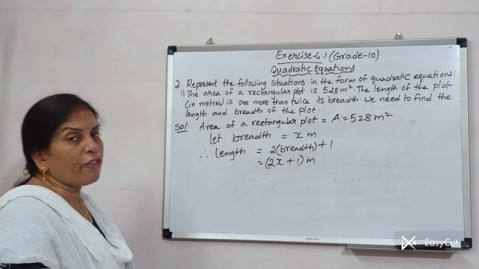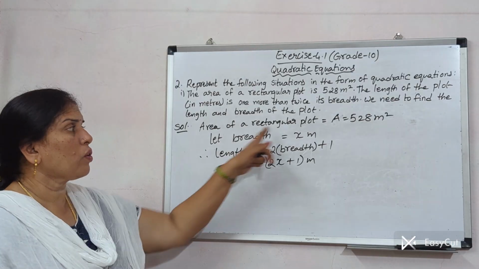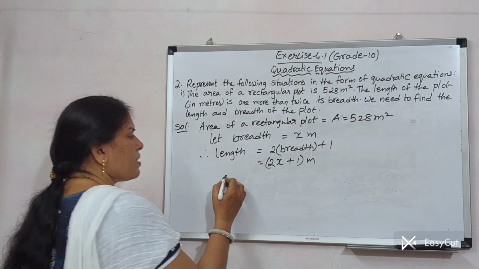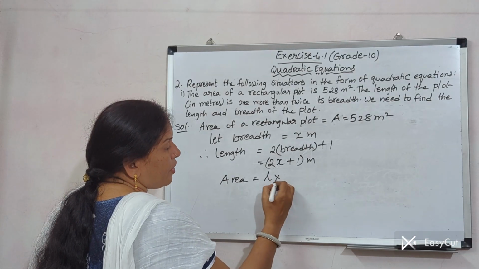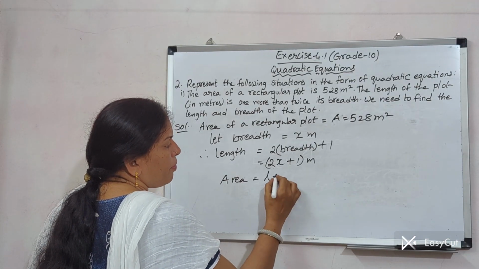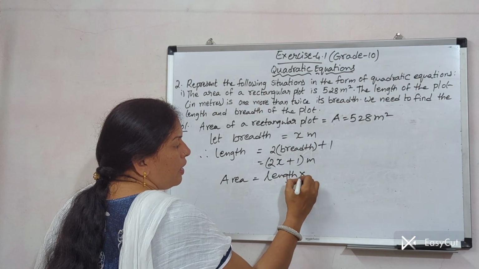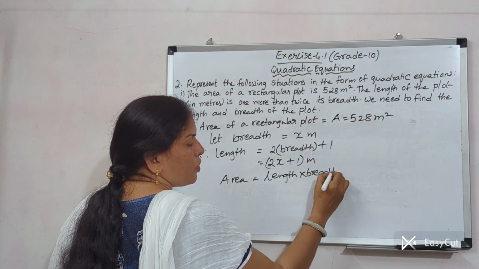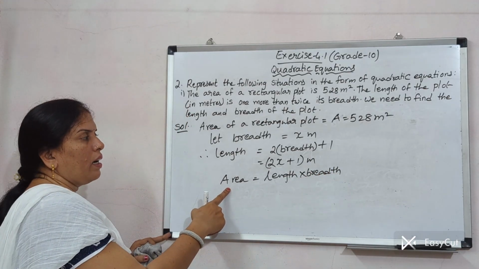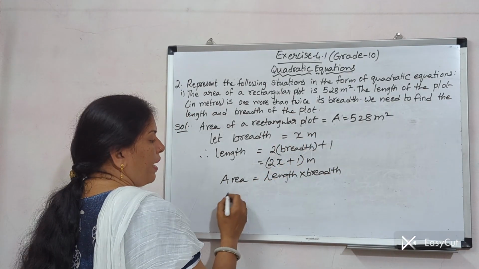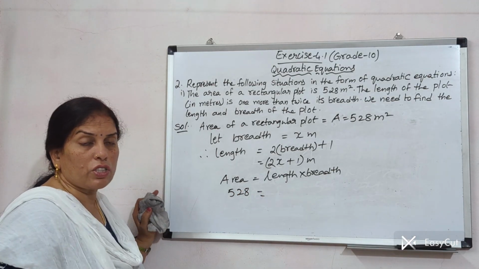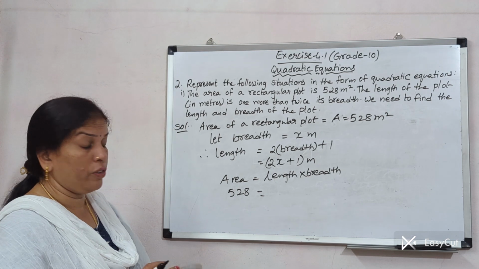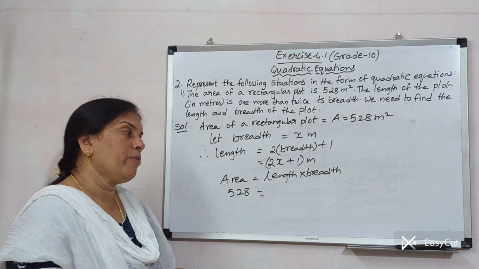Now, they have given the area, no? That's why we must apply the formula. Okay, they gave one clue here, area. Area is equal to, what is the formula for area of a rectangle? Length into breadth. Area is equal to length into breadth. What is the area here? 528. No need to write units, ma. While we are solving the question, it is not necessary to write the units. At the end we will write.